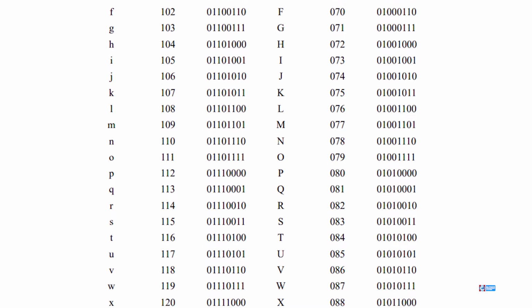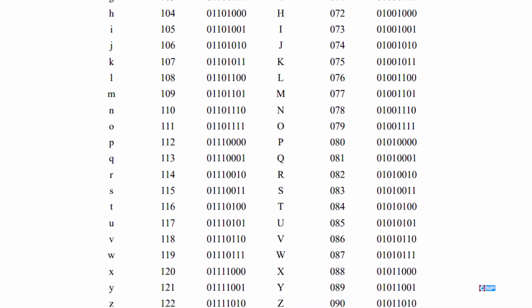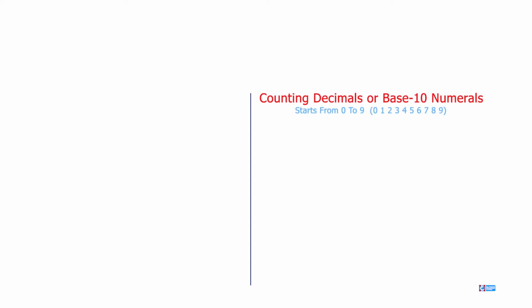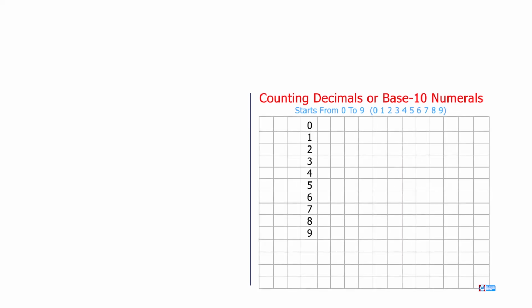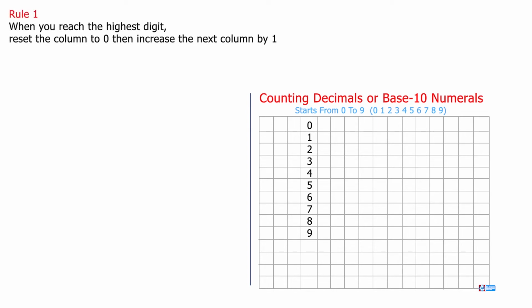Now, going much into the detail of bits, let's see how these bits work. To better understand the operations and counting of binary digits, we learn the basics from the counting of decimal digits, or the base 10 numerals. As we already know, base 10 digits count from 0 to 9. Now, to continue counting, we follow these rules. Rule 1. When you reach the highest digit, reset the column to 0, then increase the next column by 1. This is how we get the number 10 in decimal.